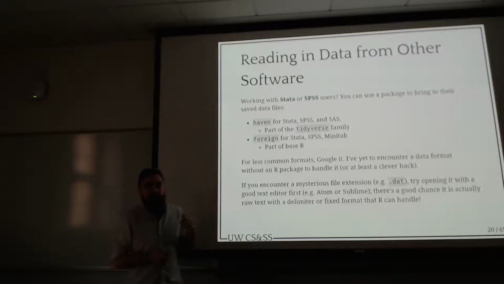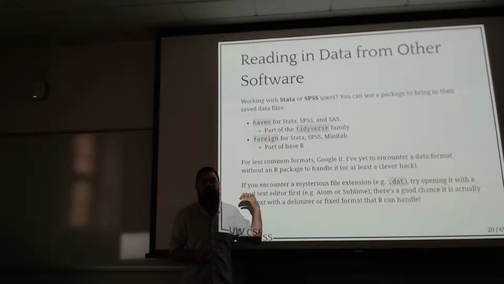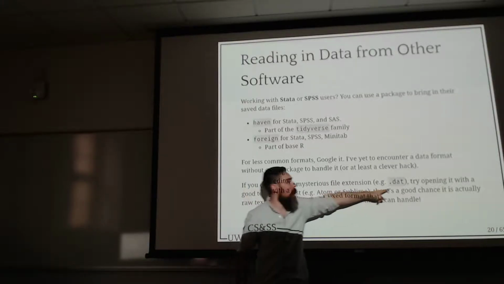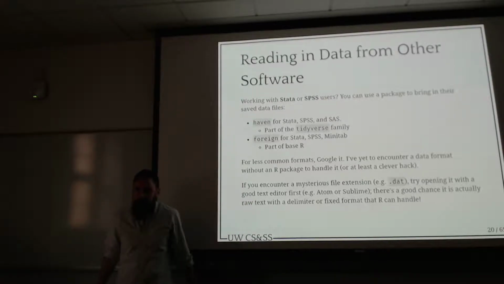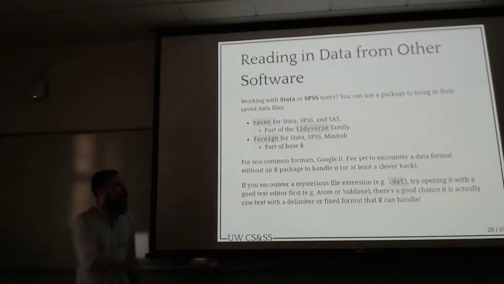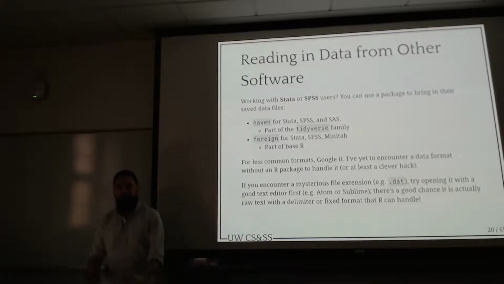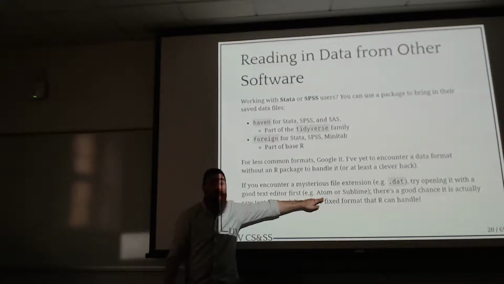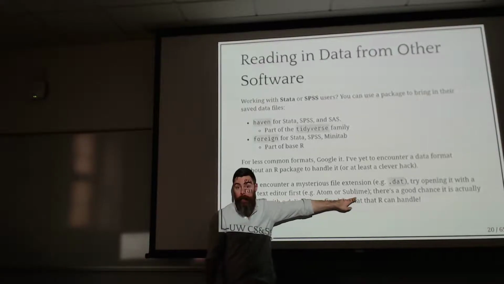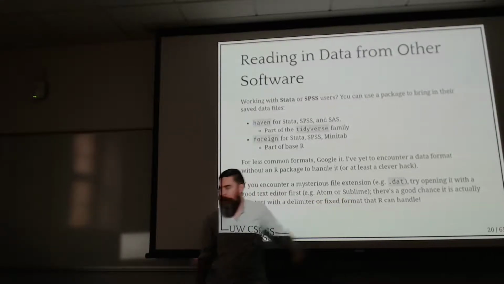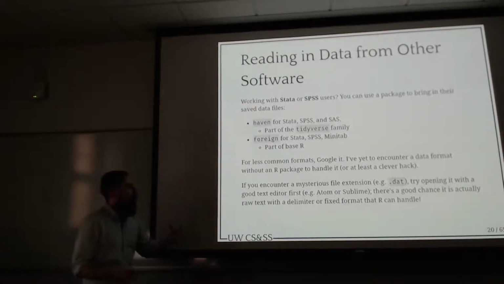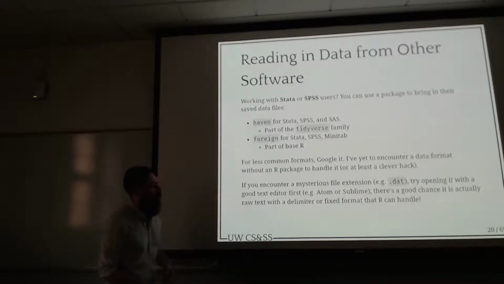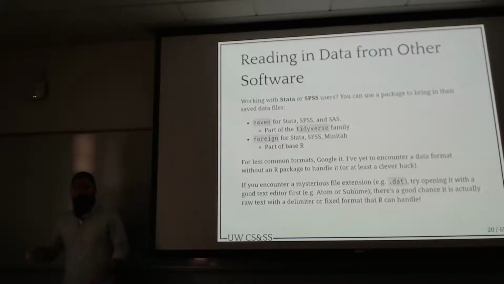If you have some file, you know there's some kind of data in there, but it has some ambiguous file extension, like .dat, one of the most common file extensions in existence, is meaningless. Everything says something called .dat. Try and open it up in a good text editor. Again, by good text editor, I mean something like Atom, which is GitHub's text editor, Sublime, which is a commercial product, but it's pretty good anyway, Vim or Emacs, if you're one of those people. Good chance that anything that's a .dat is actually a delimited file or a fixed format file.